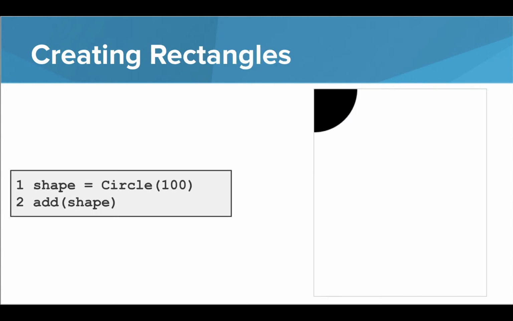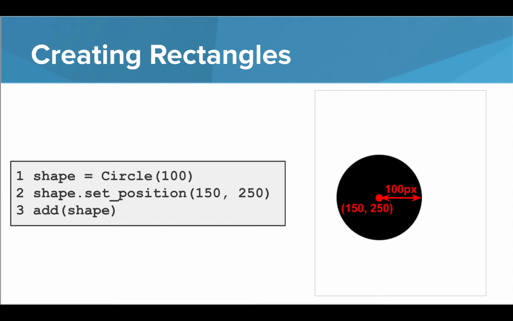When we create a circle with a radius of 100 and add it to our screen, we see a quarter of a circle appear. This is because circles are always positioned from their center, and by default, they are located at 0, 0. If we add a set position command to change the location of our shape to 150, 250, we would see that the center of our circle is located at this point, and it has a radius value of 100 pixels.